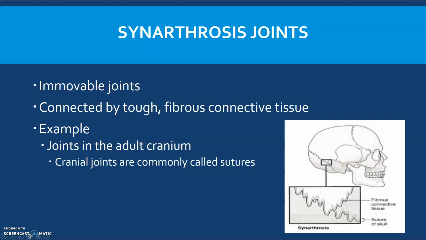The last type of joint that we are discussing are the synarthrosis joints, and these joints are immovable. These joints provide a strong connection between bones. This is important at locations where bones provide protection for internal organs, such as the cranial bones. The cranial joints have a special name, and those names are called sutures.